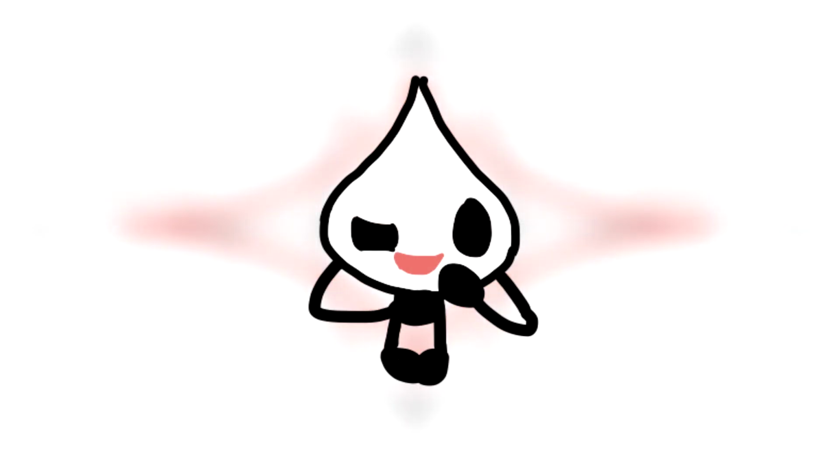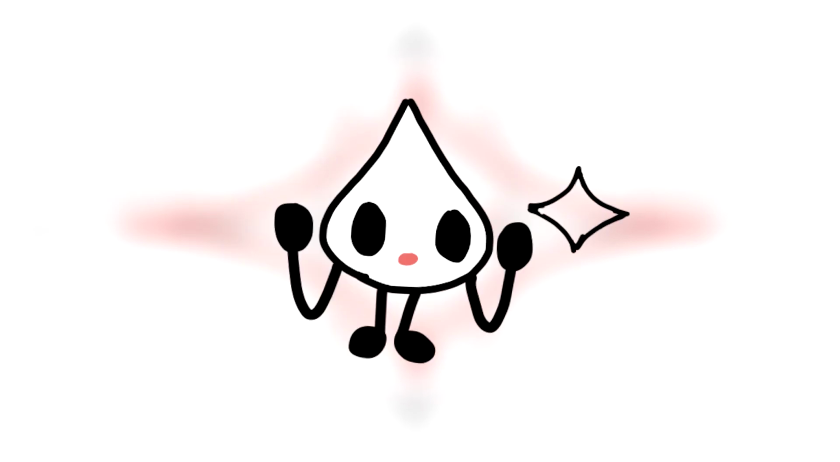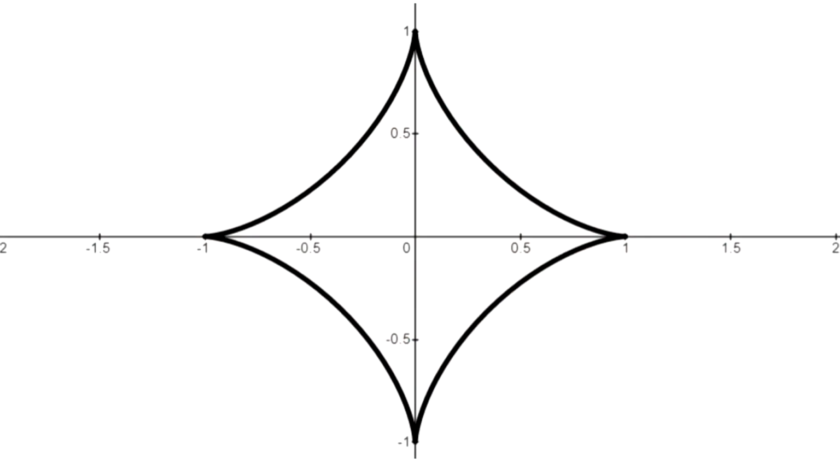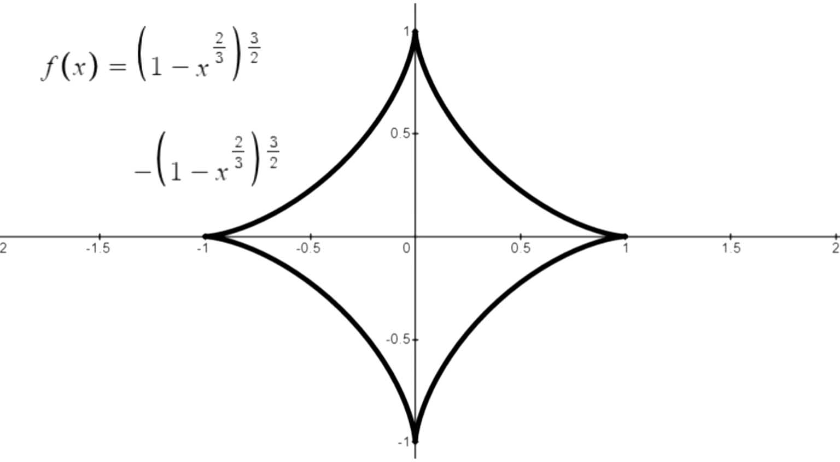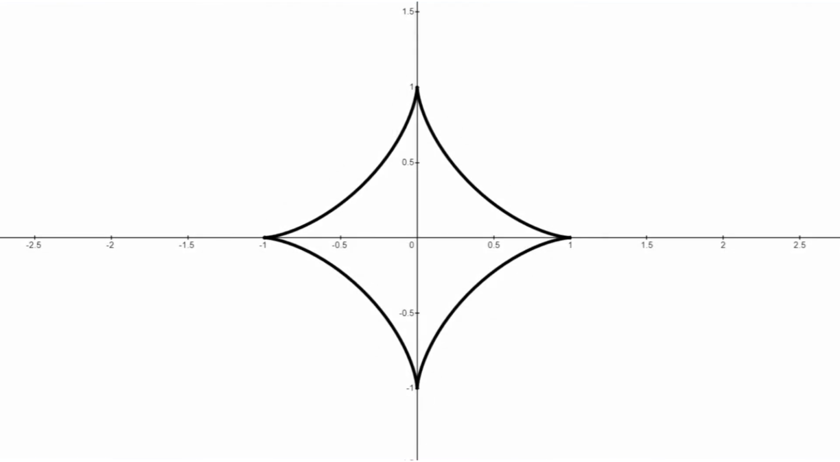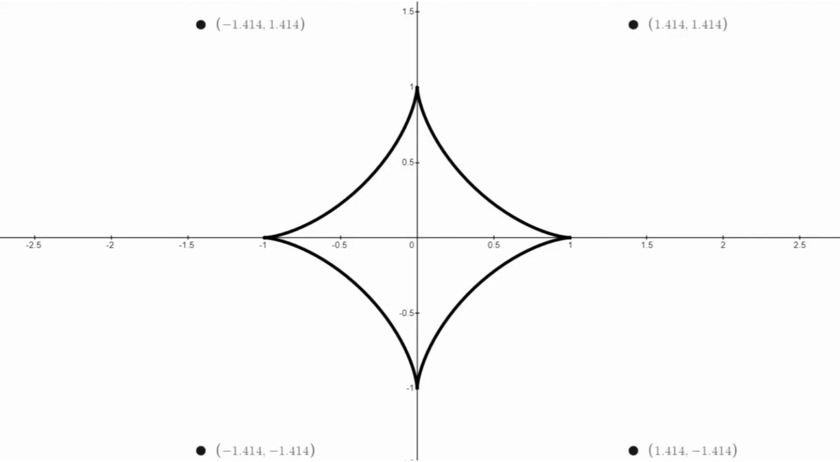Tell you what, what if we could find the pseudo-foci of an asteroid? Surprise, surprise, we can! A function graph of an asteroid is f of x equals plus or minus (1 minus x to the 2/3 power) to the power of 3/2. Now, let me spit it out. The PFs of this star are root 2, root 2, negative root 2, root 2, negative root 2, negative root 2, root 2, negative root 2. Oops, all root 2. But look at this.